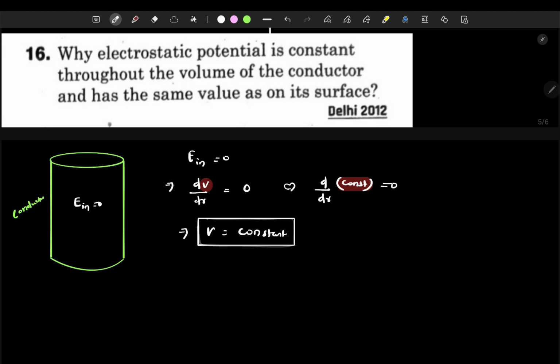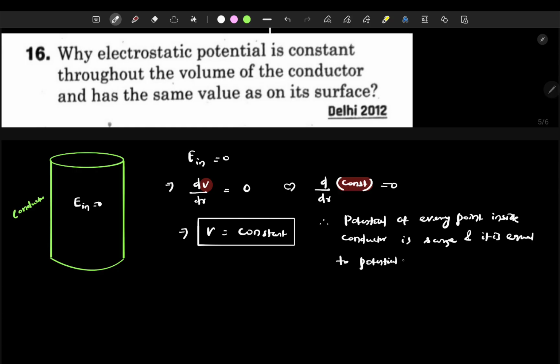V is equal to what? Constant. That means inside the conductor potential is constant. And remember one thing, V is equal to constant, the potential at every point inside the conductor remains the same. Thus the potential at every point inside the conductor is the same, and this potential is equal to the potential at the surface of the conductor also.